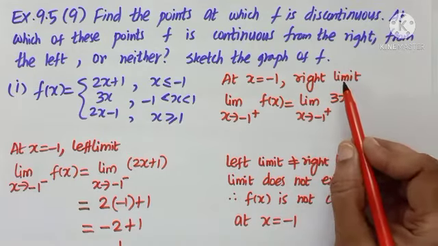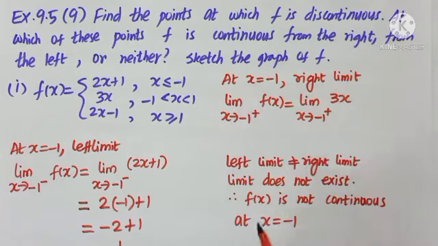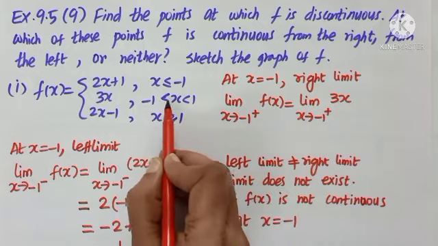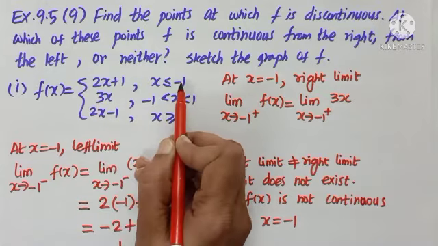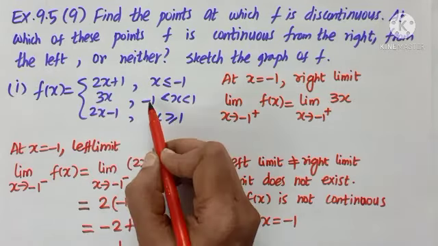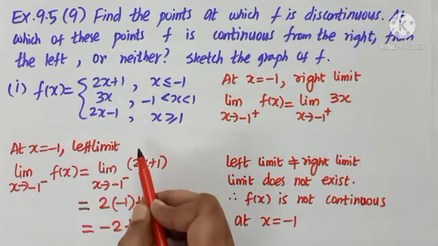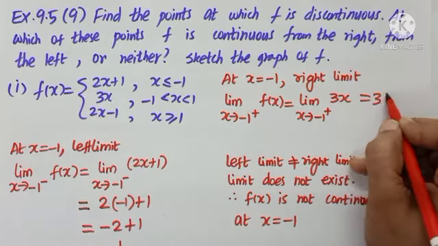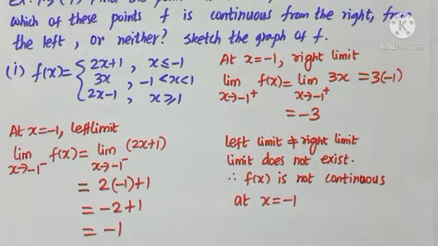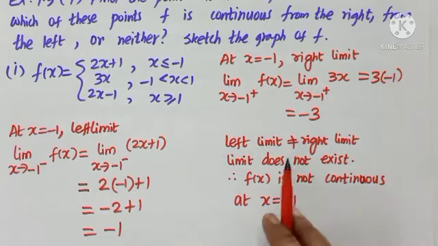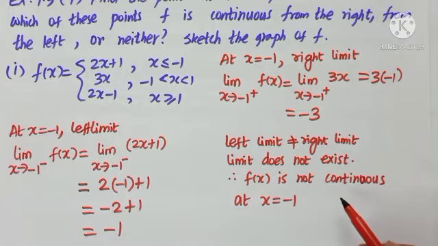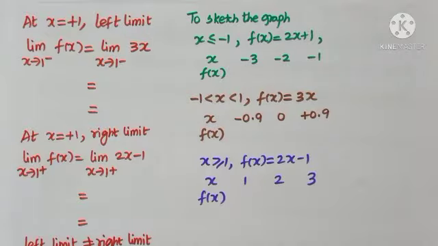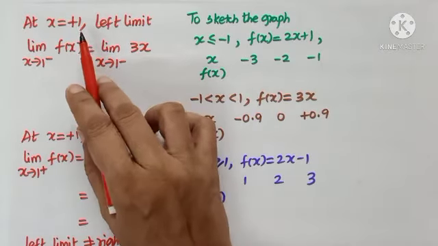To proceed for the right limit, I am more than minus 1. Minus 1 plus h. So, I will be in this interval. Here, we are given 3x. So, the left limit of minus 1 substitute here. The right limit for minus 1 substitute here. 3 into minus 1 gives us minus 3. The left limit is minus 1 whereas the right limit is minus 3. They are not equal. So we will declare f of x is not continuous at x equals minus 1. Now we need to check at x equals 1.